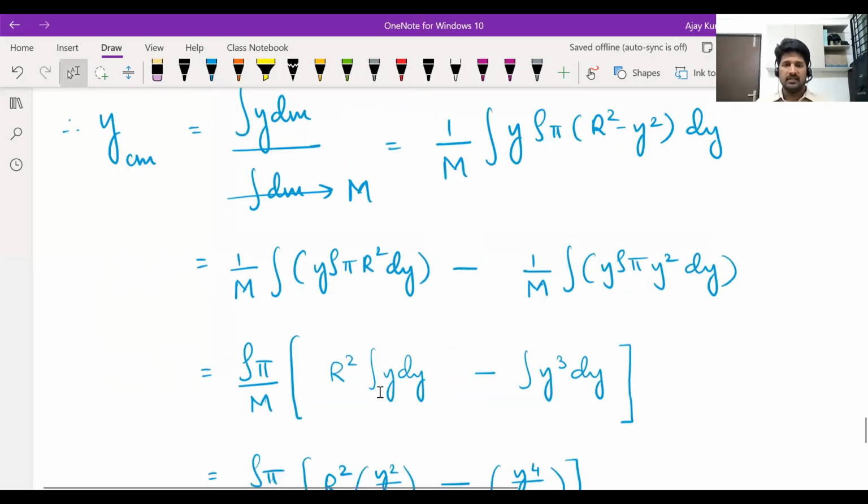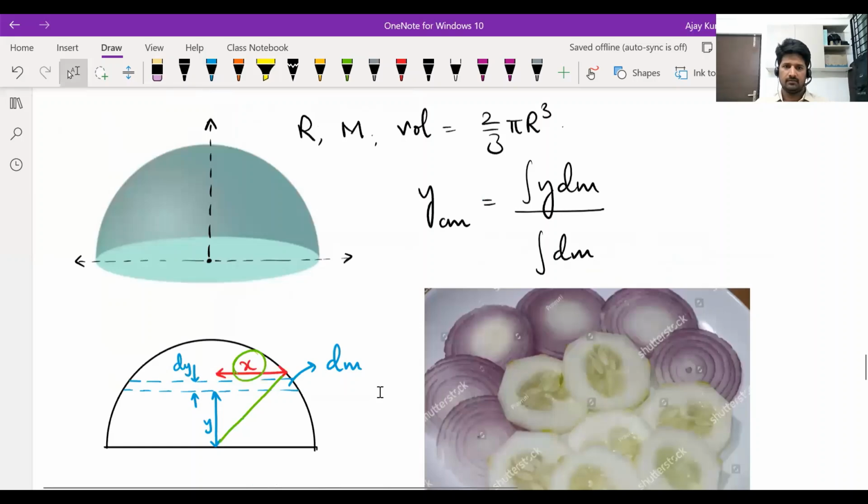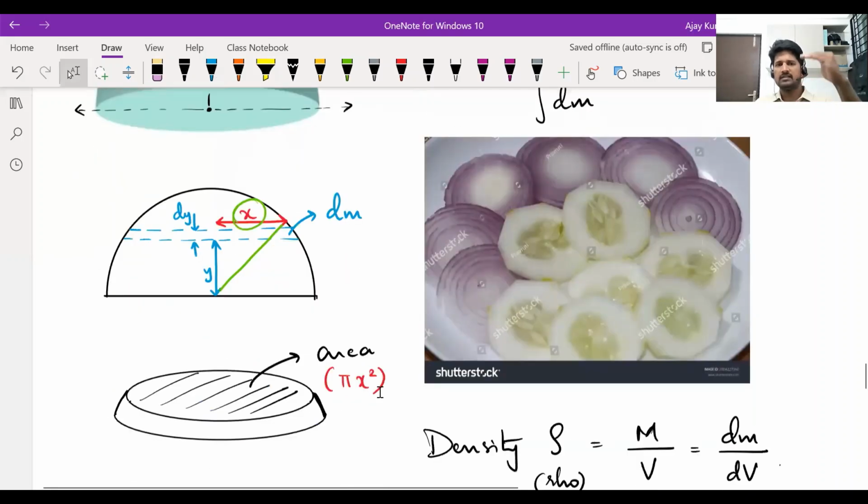Y is the height of the disk that we have taken. To cover all the disks of this hemisphere, what are the limits of y? What is the starting value? For the bottommost disk, how much is y? And for the topmost disk, how much is y?